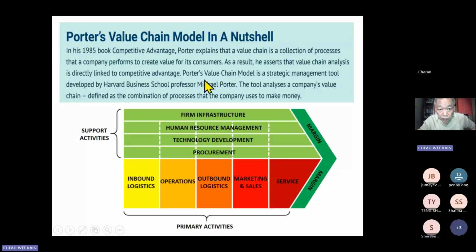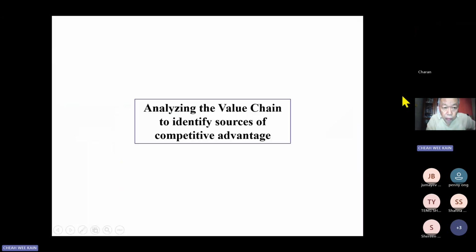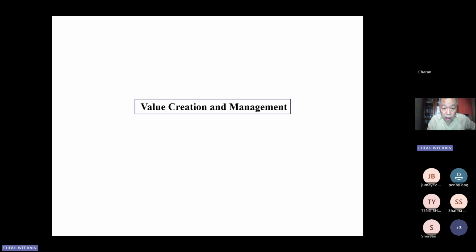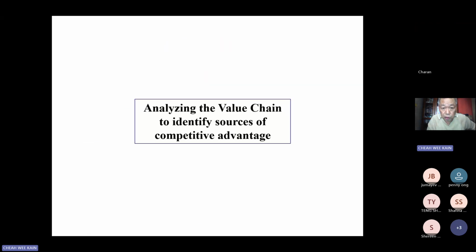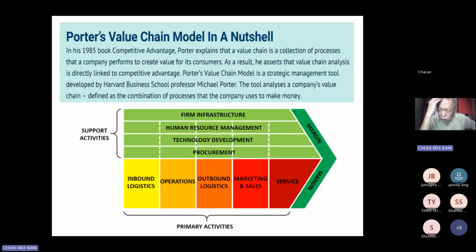So this is a portal value chain. Where are we now? We are analyzing the value chain. This is chapter 4, value creation and management. For understanding the internal factors, please learn this chapter. These are the support activities, and this is the primary. Support means supporting this; these are the primary. These are what the customer actually pays for. This is actually what we need to support the bottom.